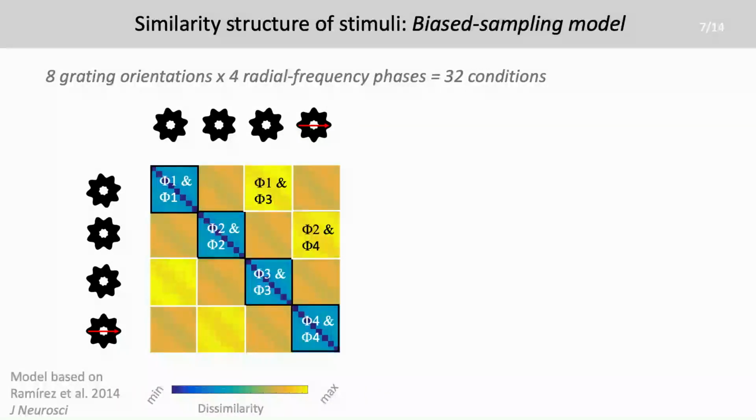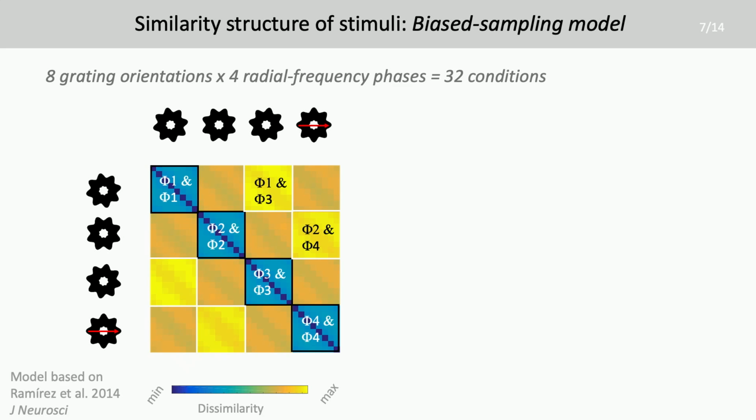This matrix shows all pairwise dissimilarities of our flower-like stimuli according to a model instantiating the biased sampling mechanism. Throughout this talk, we will always rely on the correlation distance as measure of pattern dissimilarity. If you're interested in details of the models or the key importance of the choice of pattern dissimilarity measure, please contact us at our poster or in the question session.